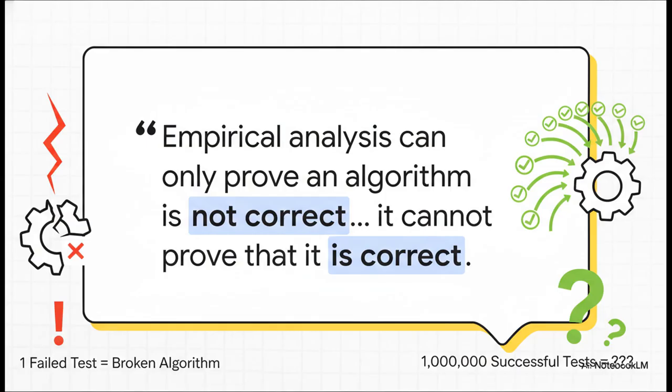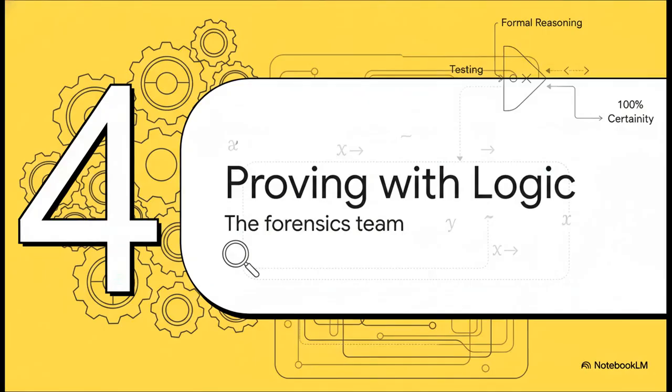And this gets to the absolute core of it. Testing is fantastic for finding flaws. It only takes one failed test to prove an algorithm is broken. But here's the catch. Even a million successful tests can't prove it's perfect. There could always be that one sneaky input you just haven't thought of yet. So, if testing can't give us that 100% guarantee, what do we do?